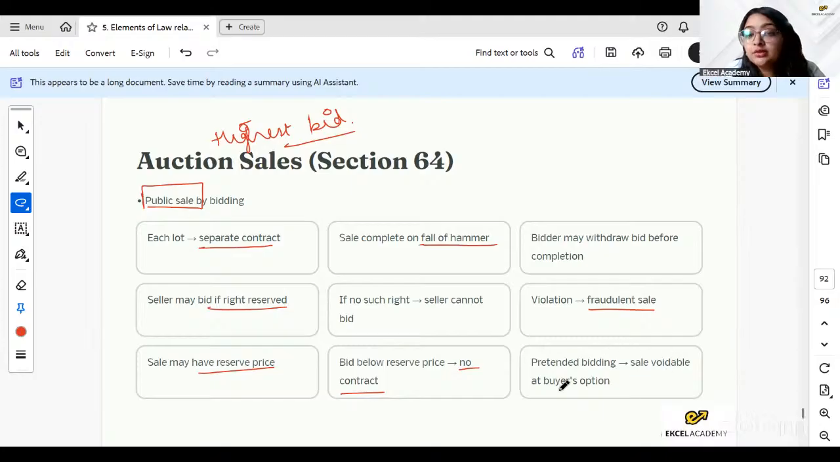Pretended bidding: the sale is voidable at the buyer's option. That is, they were not pretending actually, but just for the sake of it. All right. So even your IPL auctions, for that matter, right?